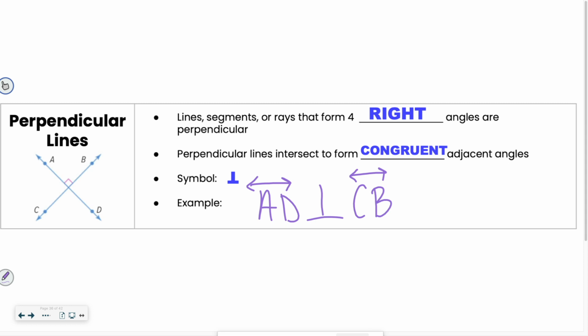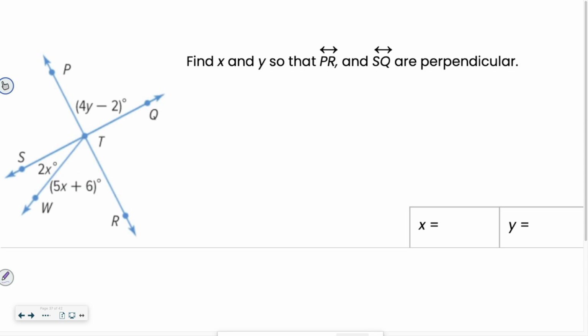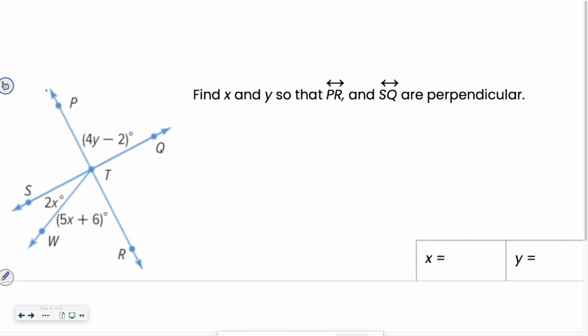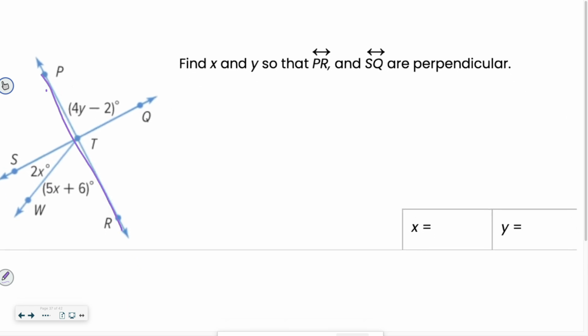So let's see if we can do some solving with perpendicular lines. Find x and y, so line PR and SQ are perpendicular. What do you guys want to solve for first, x or y? Y? Okay. So if I want those two lines to be perpendicular, what do I want this angle to be right here? 90. So is there an equation I can write to find y? 90 equals 4y minus 2. Right. 4y minus 2 equals 90.